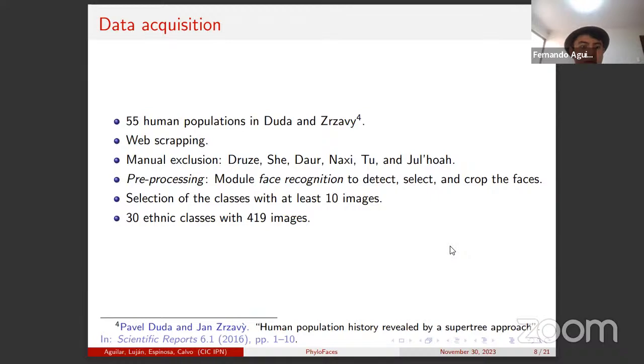In the data acquisition process, we perform web scraping and use some pre-processing techniques. We are using the face recognition module to select and crop the region of interest in the case of the faces. Finally, we select the classes that have at least 10 images to avoid any problems, and we got 30 ethnic classes with 419 images. We also excluded some groups manually because when dealing with web scraping, there is a problem. For example, if you search for the word she, you might not find what we would like to find.